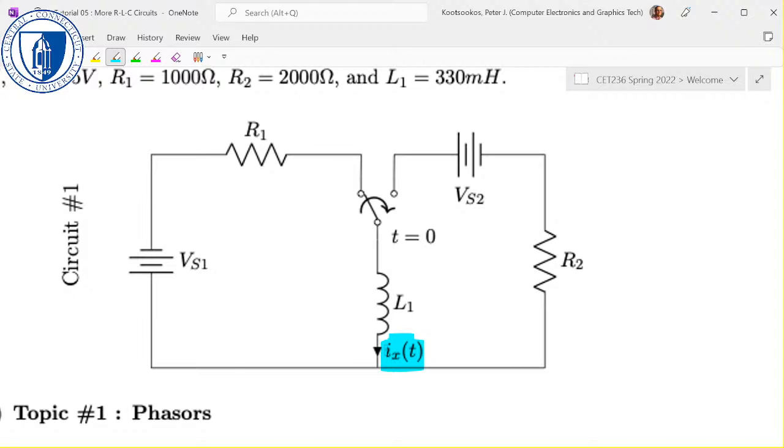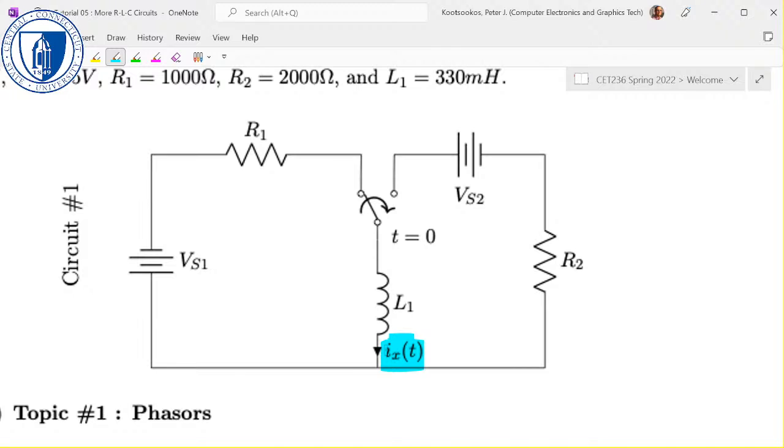But just before time zero and at infinite time, we can assume that the circuit has been in that state for a long time. And that means we can assume that the circuit is in what's called steady state. Right? Steady state means the state is not changing, any of the variables in the circuit are not changing. So just before time zero is when the switch is on the left-hand side. And at infinite time, the switch is on the right-hand side.